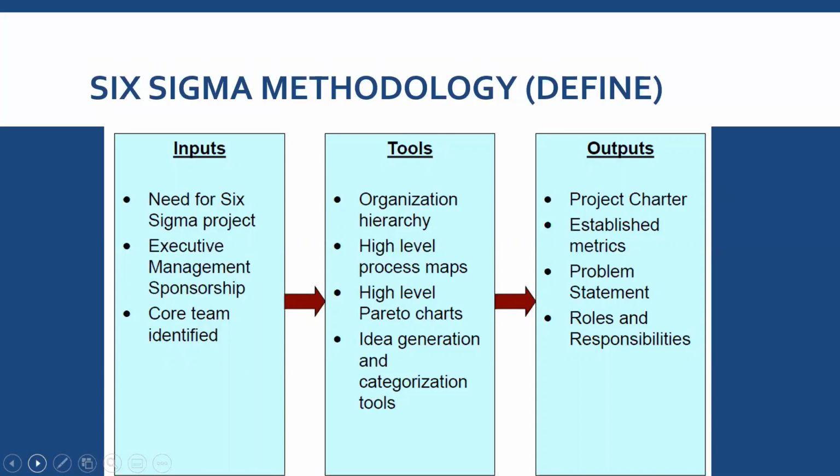And then in the tools here, we have to have an organization structure, or the hierarchy of the organization, a high-level process map, high-level Pareto charts, idea generation and categorization tools such as the affinity diagram. We will be talking about these tools. Idea generation could be just brainstorming, could be just a survey, could be a focus group.